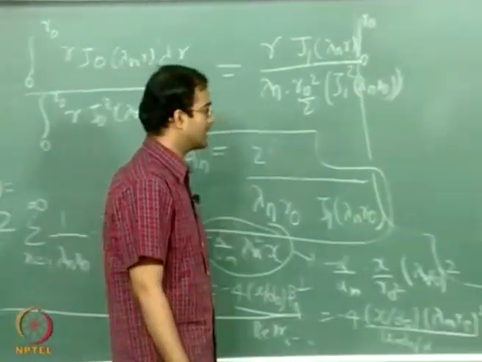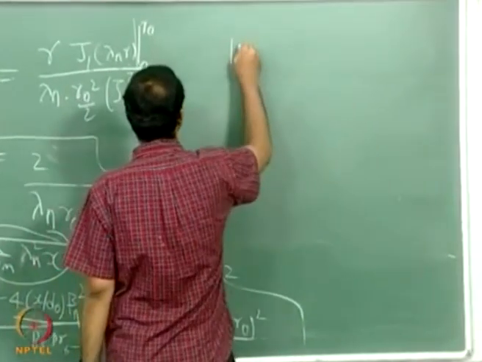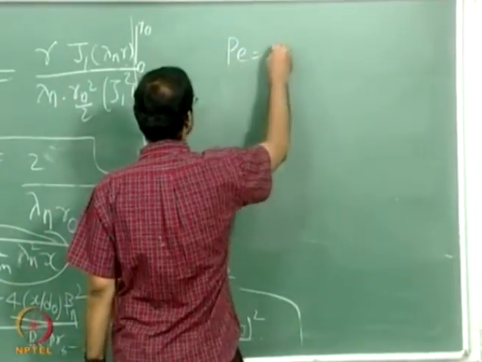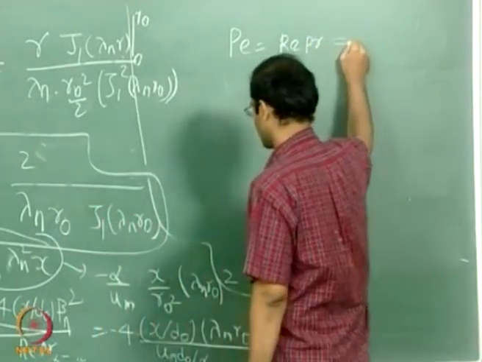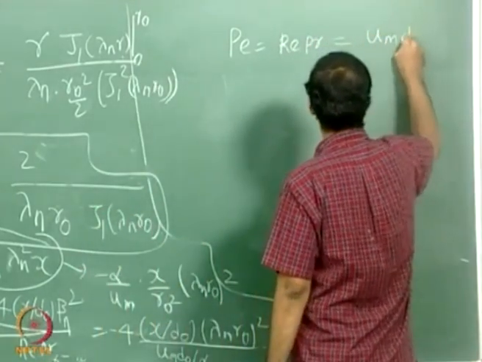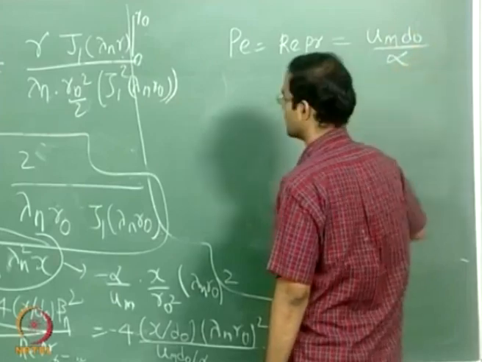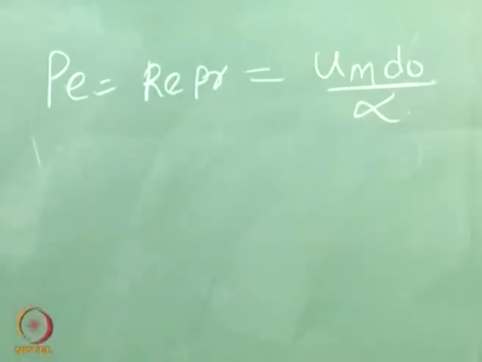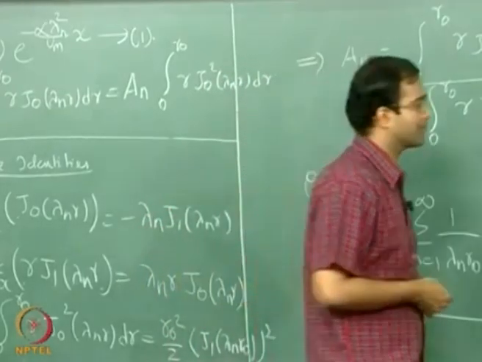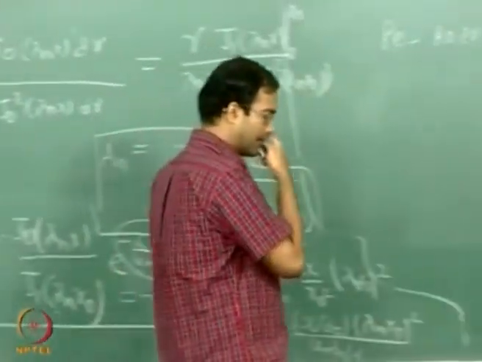Now I use another non-dimensional group called Peclet number, which is the product of Reynolds number times the Prandtl number, which is nothing but d naught by alpha. Generally rather than all the time writing Re Pr, people refer to that as a Peclet number, the product of Re times Pr.